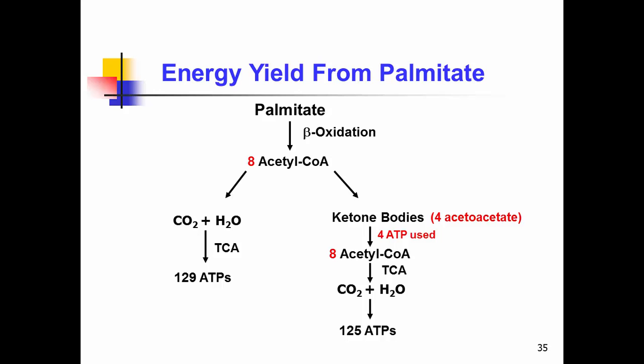Sorry, not 2 ATPs, 1 ATP. I apologize for that mistake. So succinyl-CoA transferase utilizes 1 ATP per reaction, right? So the breakdown of 4 acetoacetate by succinyl-CoA transferase utilizes 4 ATPs, and generates 8 acetyl-CoA molecules. These 8 acetyl-CoA molecules eventually enter the TCA cycle for ATP production. It also produces 129 ATPs, but because 4 ATPs were utilized, the net production of ATP from beta oxidation and ketone body utilization is a little bit less compared to directly oxidizing through the TCA cycle, right?